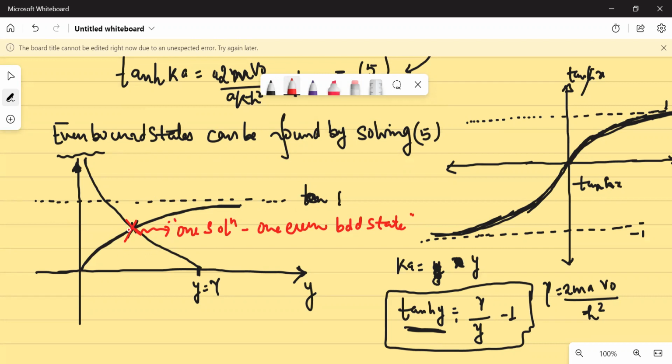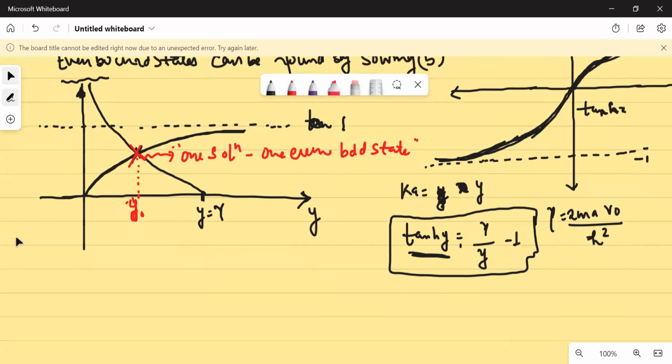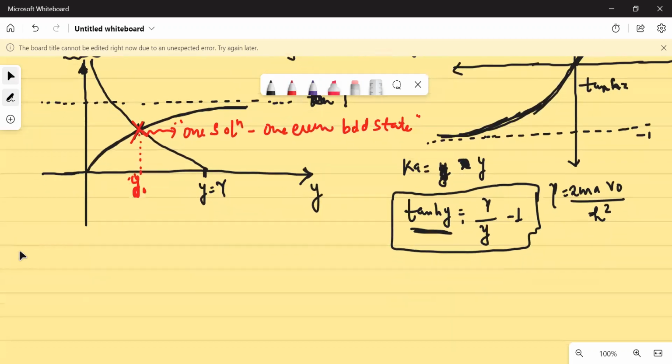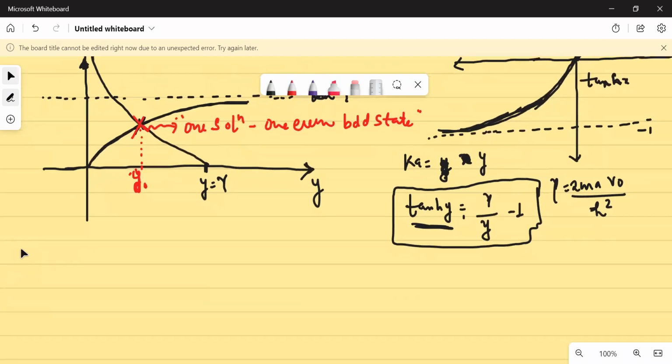Another thing that you can see is, let's say this point is your y naught, where your intersection came. Is that clear? Is this making sense to you? Yes, sir. Okay. Now we already know two things.